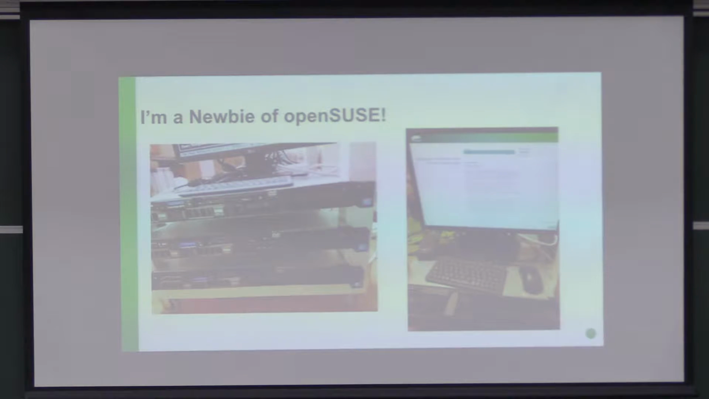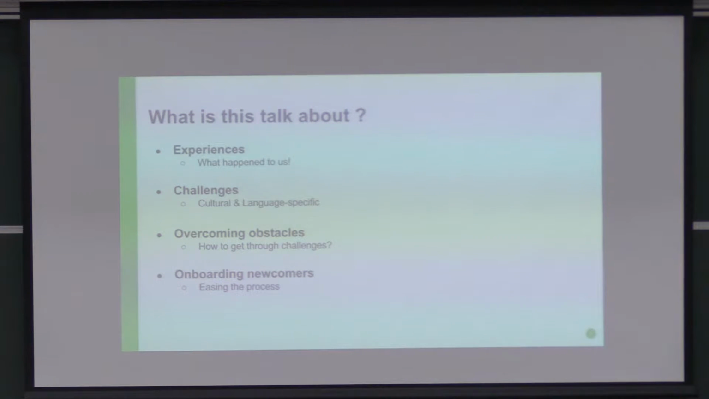By the way, I'm actually a newbie of openSUSE. So this is my room, and these are my servers, kind of servers. Three 1U servers on a table, which is an IKEA rack. So this is a rack system. And I'm now installing openSUSE 42.3. Yeah, so I'm very happy.